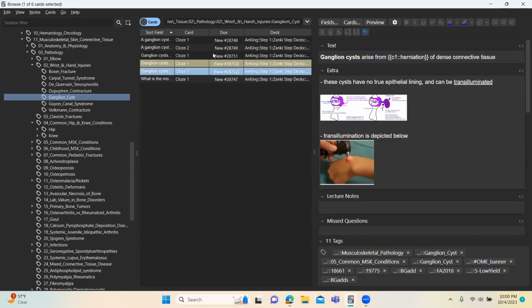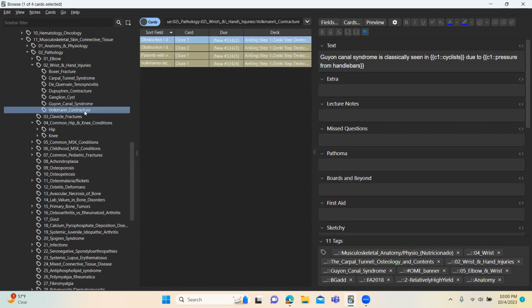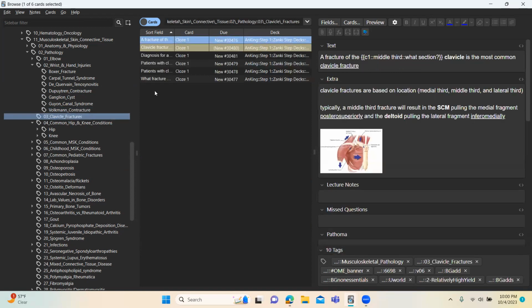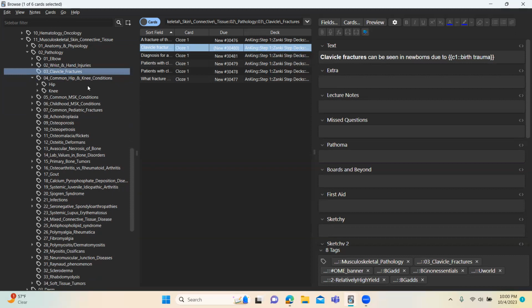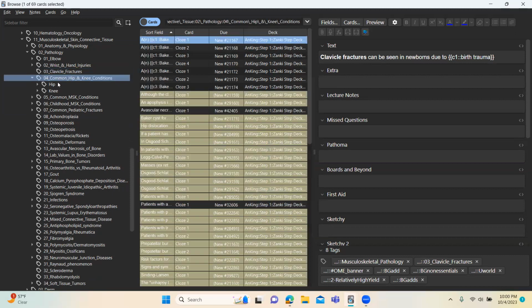For ganglion cysts, just these four, none and none. Clavicle fractures, just not the first two, because they didn't really say what the most common is, being the third section, and then we didn't go over newborn trauma birth. So that is it for wrist and hand injuries and then clavicle.